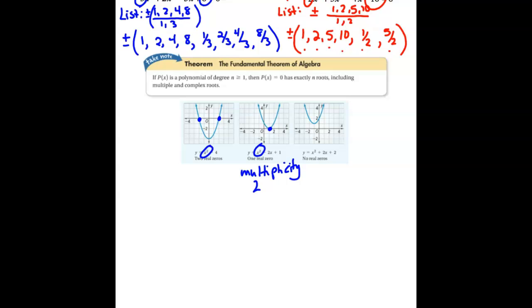So it does count as 2 zeros. In the third example, again, we're still looking at an x squared graph, but it doesn't touch the x-axis at all. So we have no real zeros, but it has to have 2. That means we must have 2 imaginary, since we're not seeing any places on the x-axis that it's crossing.